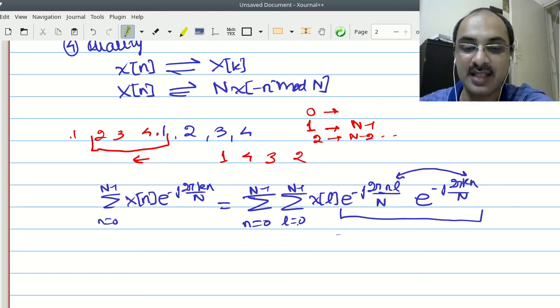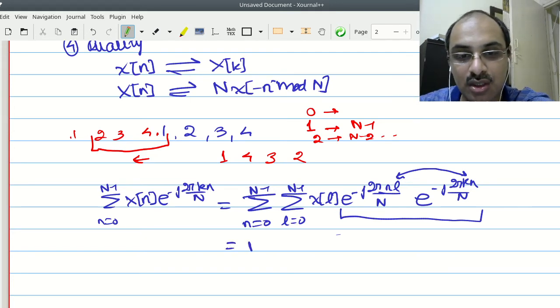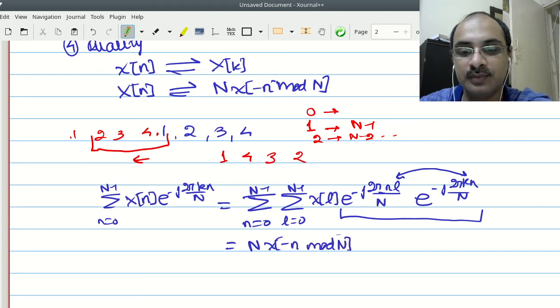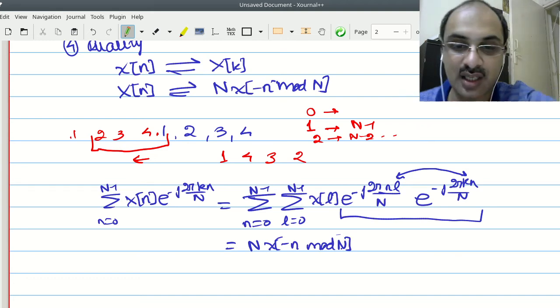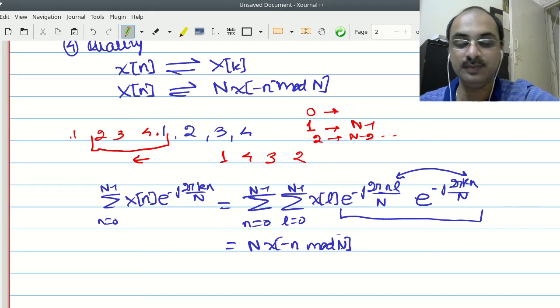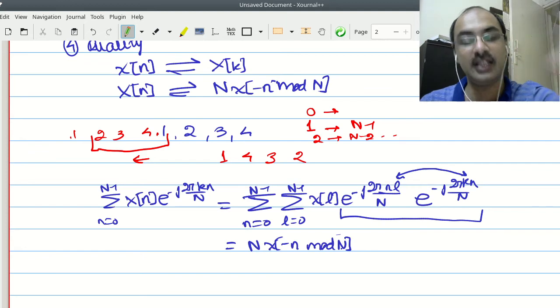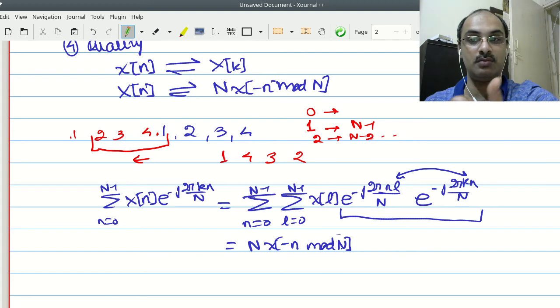N is equal to minus L. For that case alone, you will get the summation to be N, and that's why you can show that this is going to turn out to be x of (minus n) modulo N. That is basically what happens. So the duality essentially translates to minus n modulo N. When you have this duality, if you take the DFT of the DFT, you get the same sequence reversed in a cyclic fashion. So that is something which you need to be very careful about.